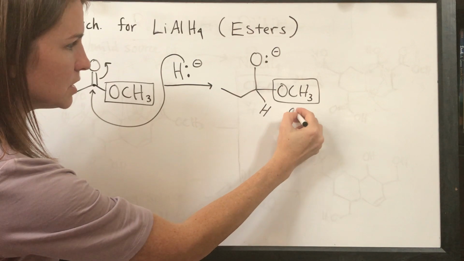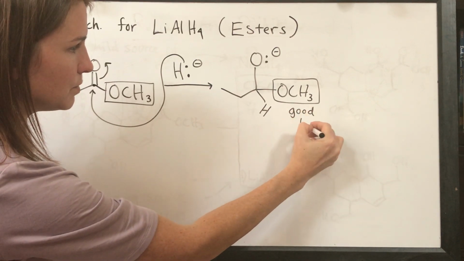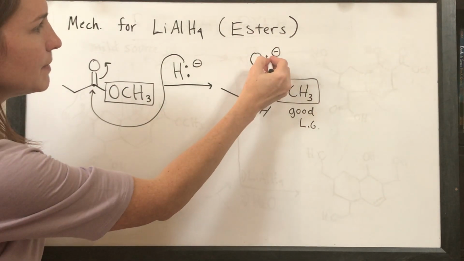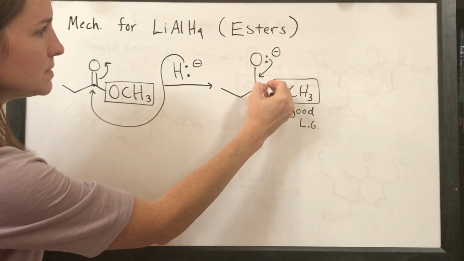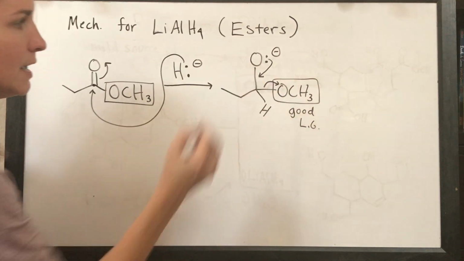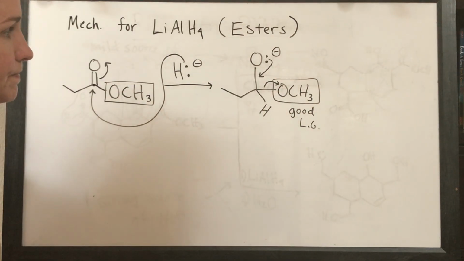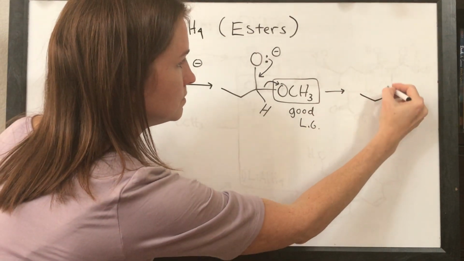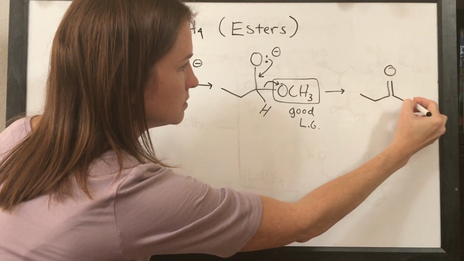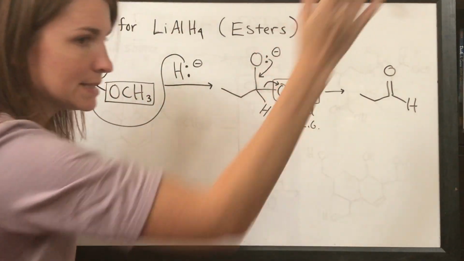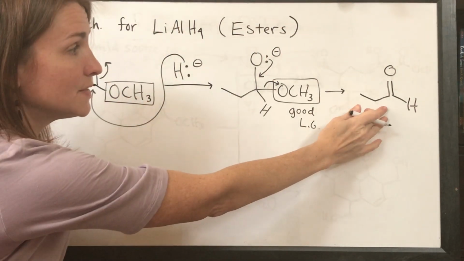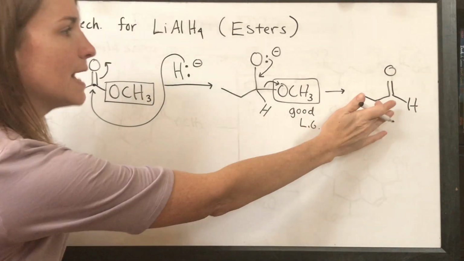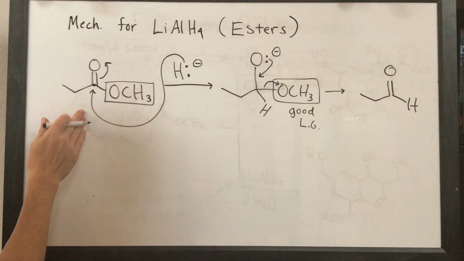But now the difference here is that this is a good leaving group. We've got a great leaving group on there. And so the carbonyl compound says, oh, I can reform a stable double bond to a carbon if I just kick out that leaving group. And so initially, in the middle of this mechanism, we reform our carbonyl, and our leaving group has left. And now we're at the stage where we have an aldehyde. But it's not going to stop there, because aldehydes are more reactive than esters.